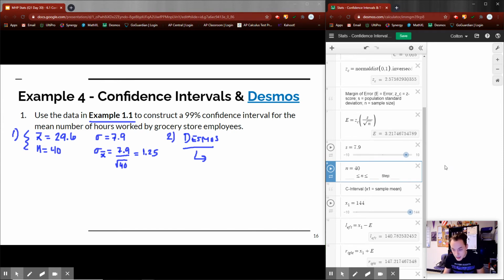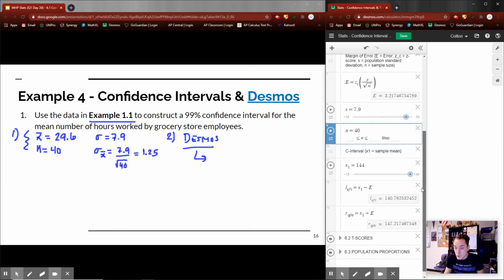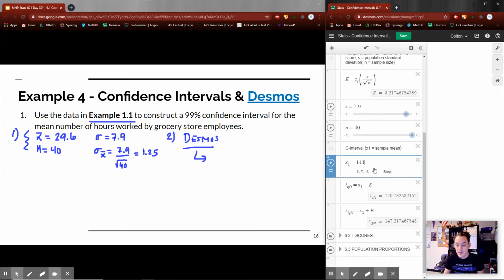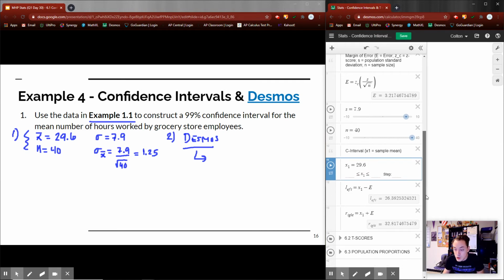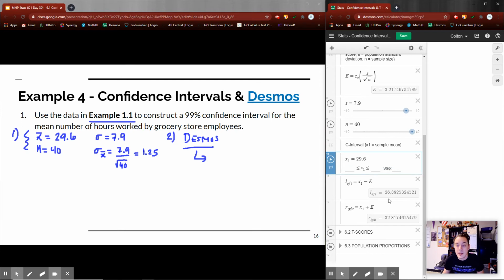So then I scroll down. And now what I want to do is change my X bar, my sample mean. It's definitely not 144, right? We said my sample mean was 29.6. So I'm going to erase this, and we're going to write 29.6. And now what we can clearly see is my two intervals. What does that mean? This means these are my answers.